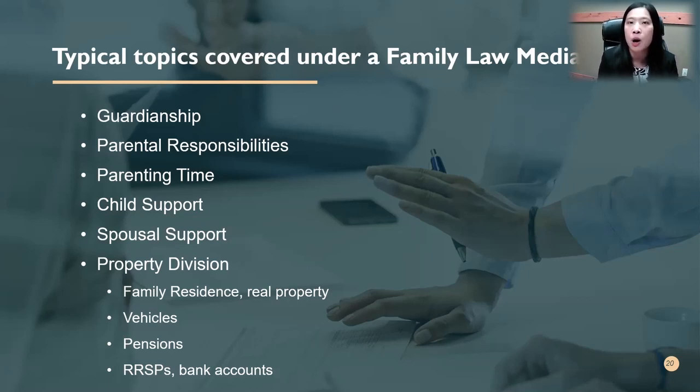So property division is only for those folks, and it can cover family residence, any other houses they have, land that they have, vehicles, pensions, RSPs, bank accounts, debts, any other kind of liabilities, mortgages, loans. These are all in property division.